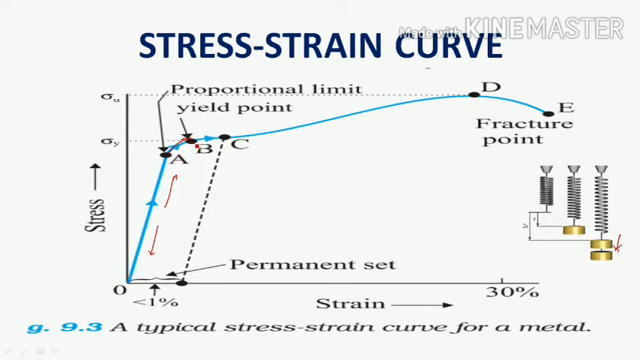Now this point B is known as the yield point, and the corresponding stress is known as yield stress. That means up to point B, if you apply stress, there is a change in this body.